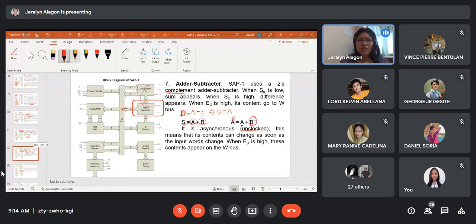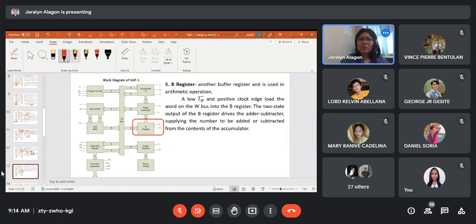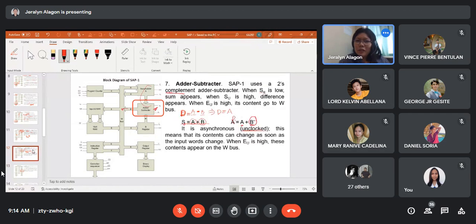What happens here is this is a register that allows the addition and subtraction to take place. Okay, so B register. We have here the adder and subtractor. Let's go back, class. A and B are here. This contains the immediate values. So the adder or subtractor is activated depending on which operation was commanded.